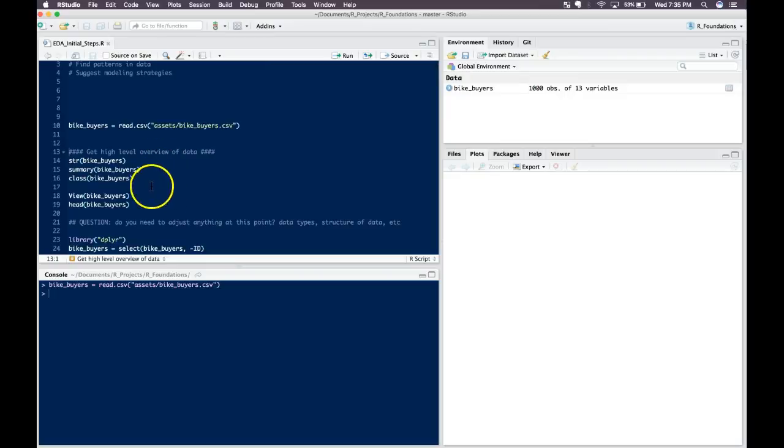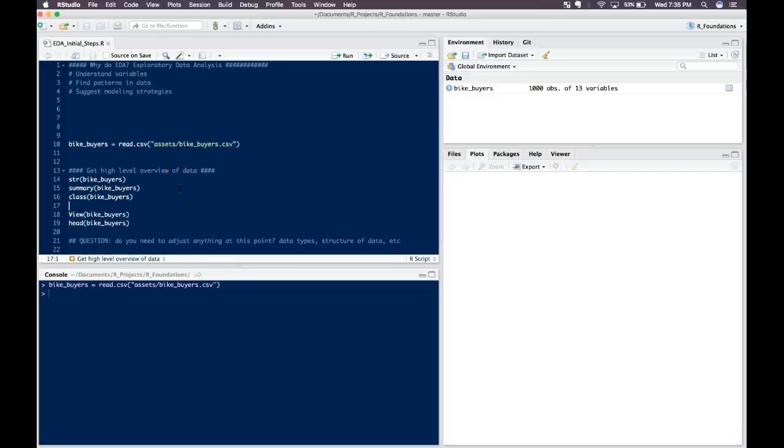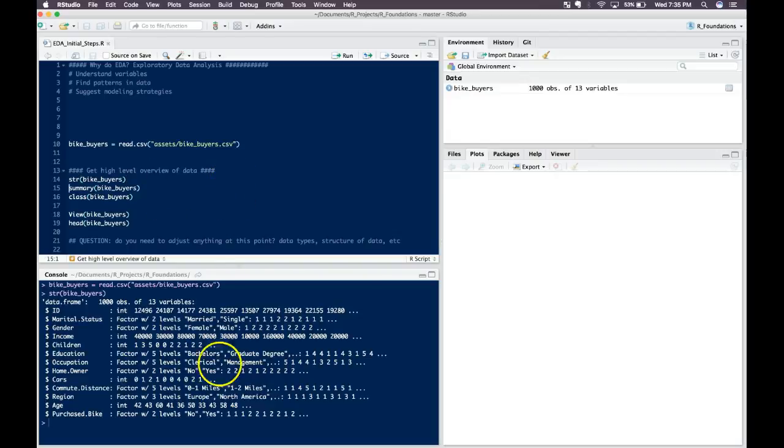Looking good. So these are 3 functions that I like to run whenever I'm doing really any data analysis to begin with. First one's structure, summary, and class. And these are going to give you some really good information just on knowing what your data is all about at a very high level. So if we use structure first, it tells us it's a data frame, 1,000 observations, 13 variables, very useful information. You can see how big it is.